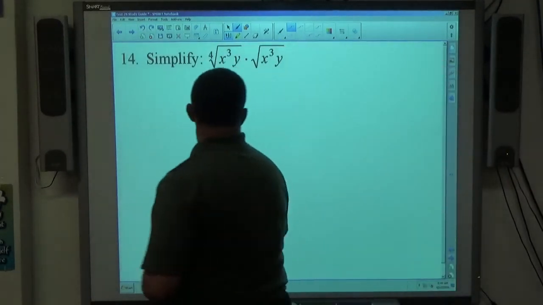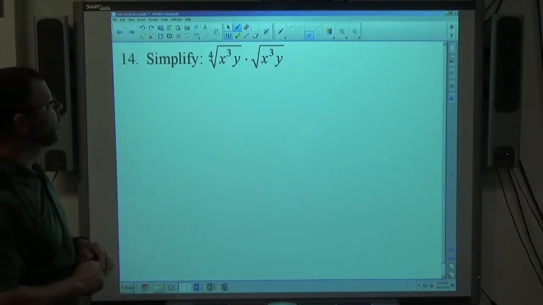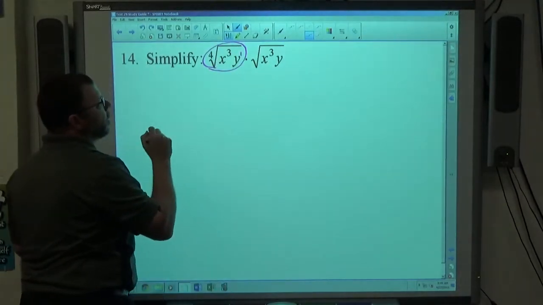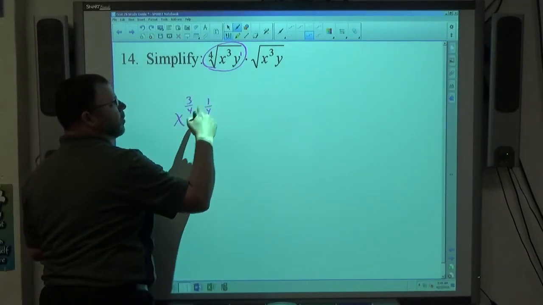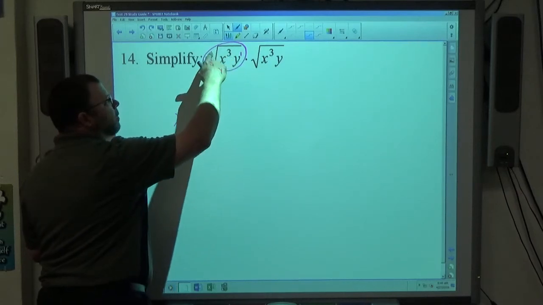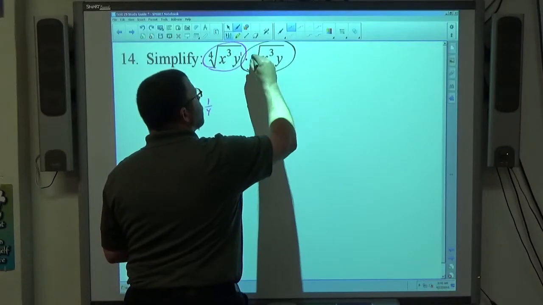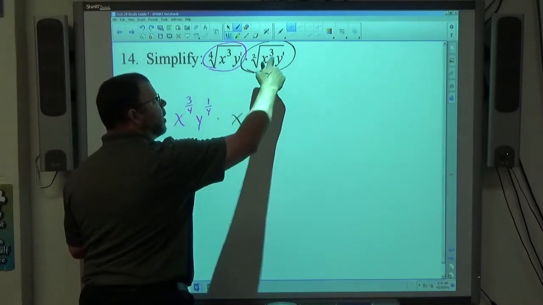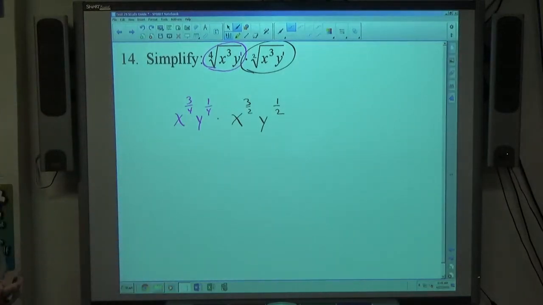Number 14, trying to simplify square roots or fourth roots, radicals in general of letters to powers. So this is a fourth root. That's y to the first power. So that's going to become x to the 3/4 power, y to the 1/4 power. You simply keep the bases what they are, power divided by root to create fractional powers out of it. The second one, this is a square root understood. That's a y to the first power understood. So again, the bases are x and y, 3/2 for x, 1/2 for y. That's job one. Get the letters out of the radicals, create fractional powers.